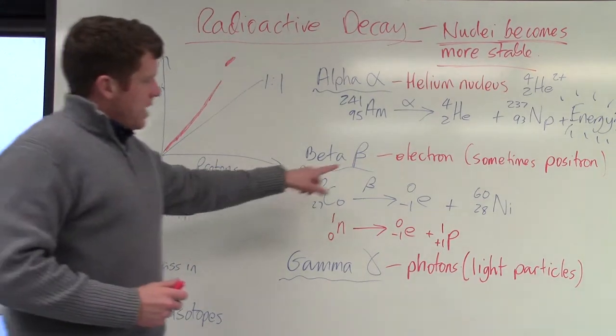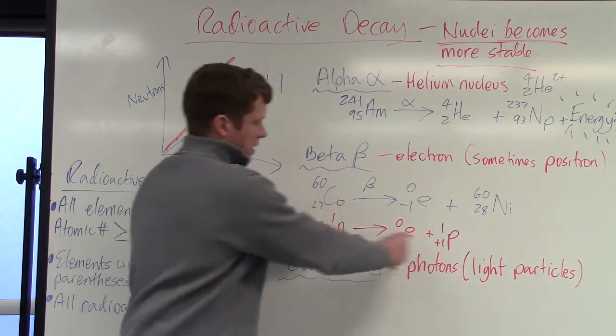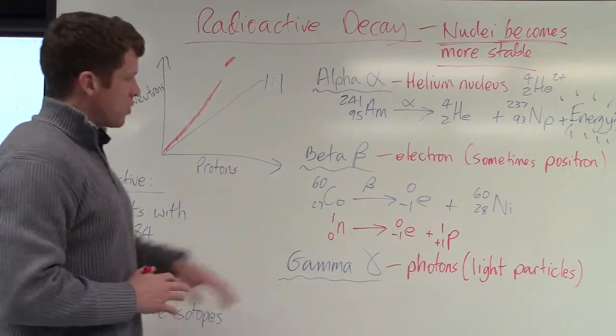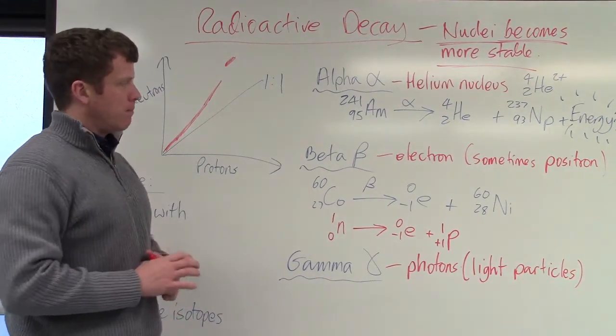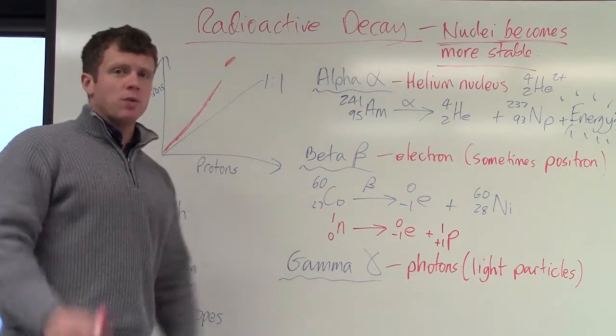The mass number stays as 60 because you've taken something with a mass of 1 and then you've created something with a mass of 1, so there isn't any change in the mass number. So that's an example. That's the most common version of beta decay, and that involves electrons as the particle, and obviously a lot of energy as well.